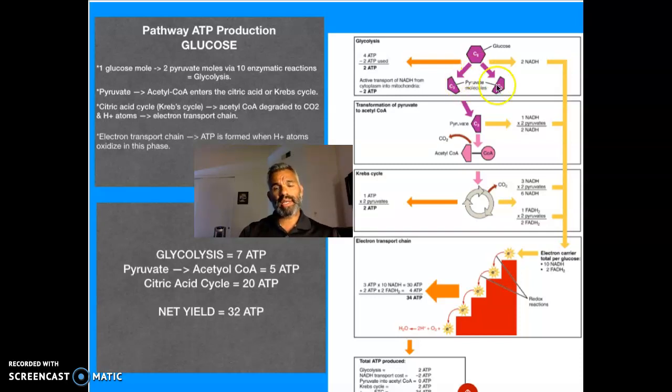Once the pyruvate is split into two molecules, we go into the transformation of pyruvate to acetyl CoA. As you can see, those two pyruvate molecules come down here and are now transformed, so to speak, into acetyl CoA before they enter the Krebs cycle or the citric acid cycle. At this point in the citric acid cycle, acetyl CoA is degraded to carbon dioxide and hydrogen atoms are carried via the electron transport chain.